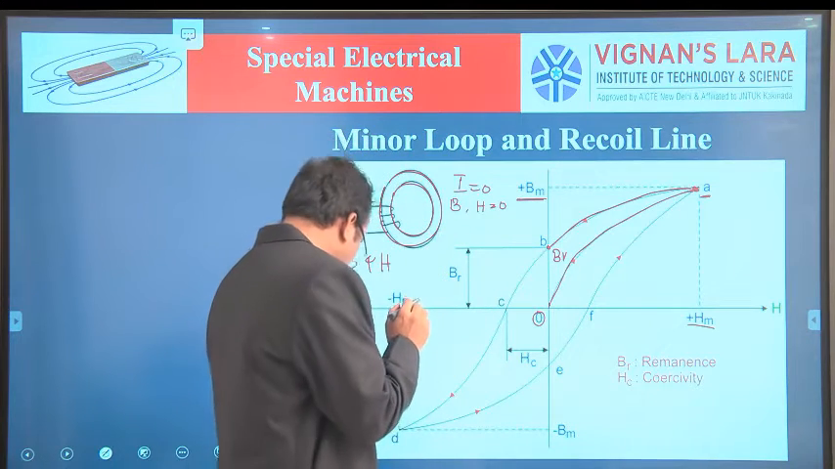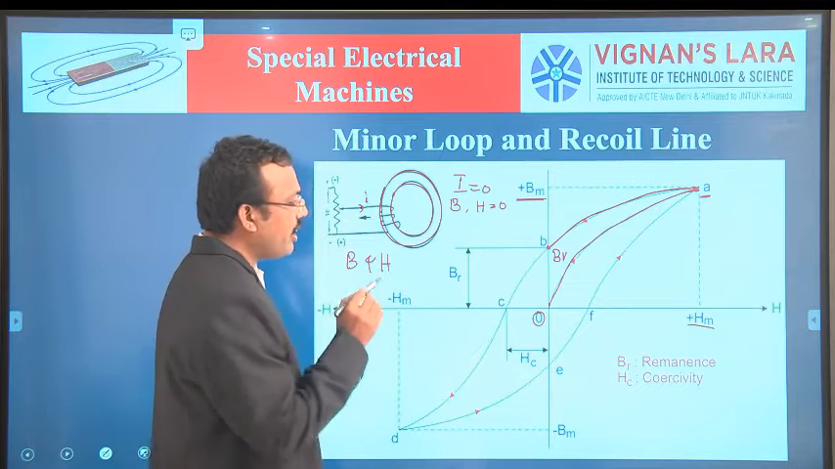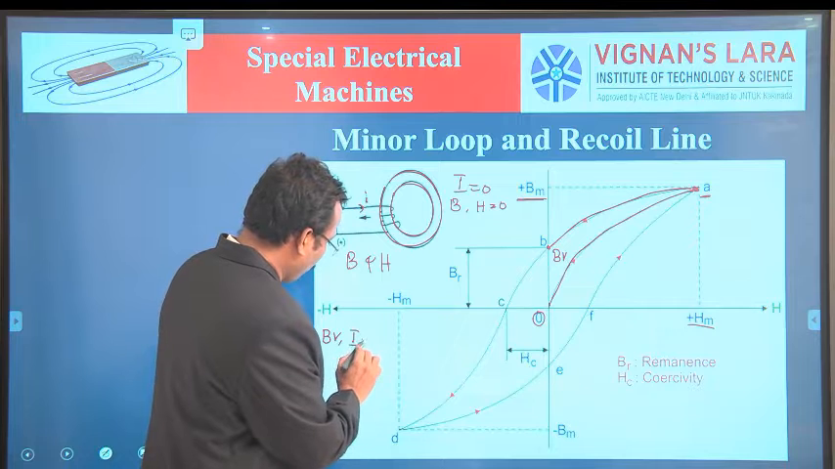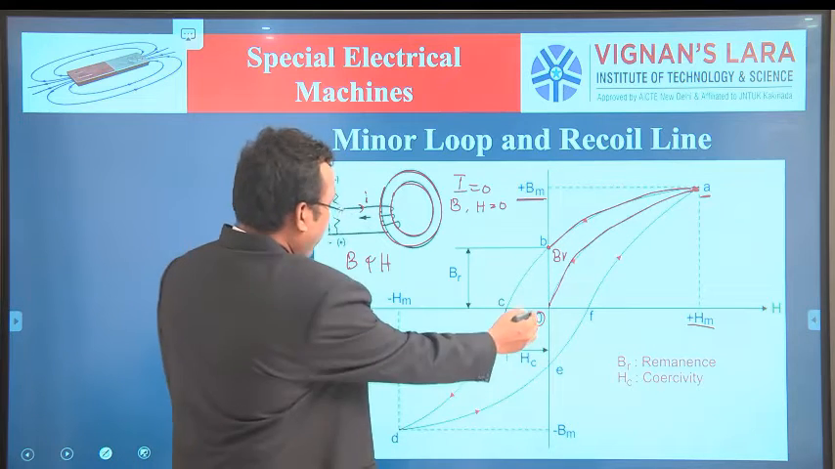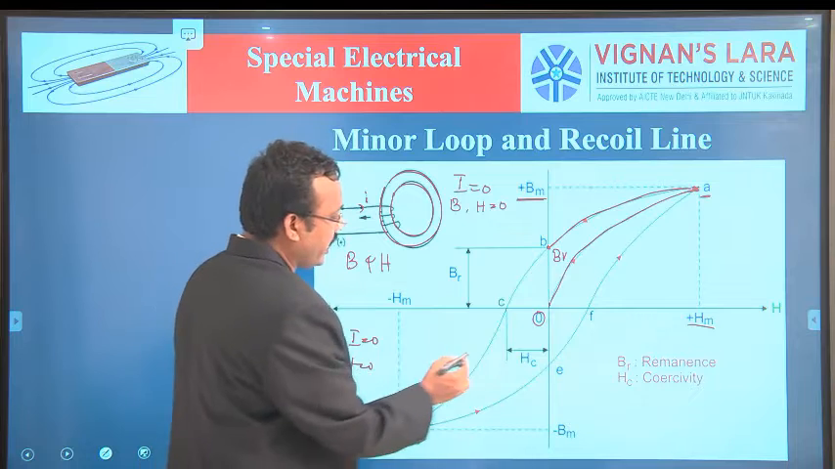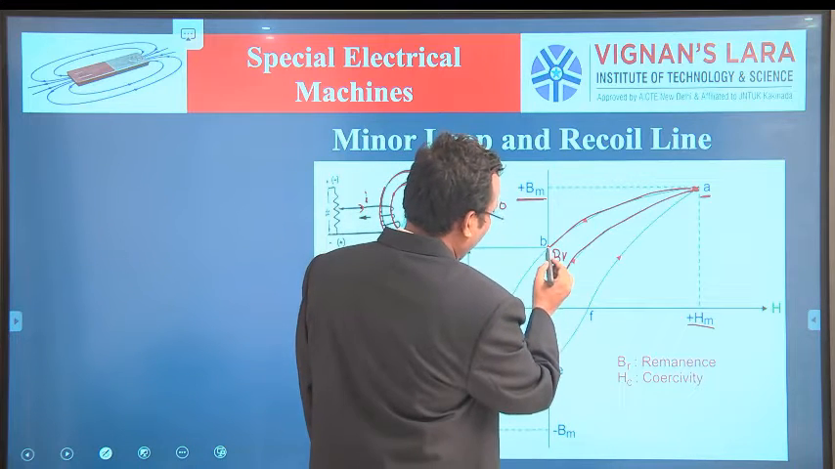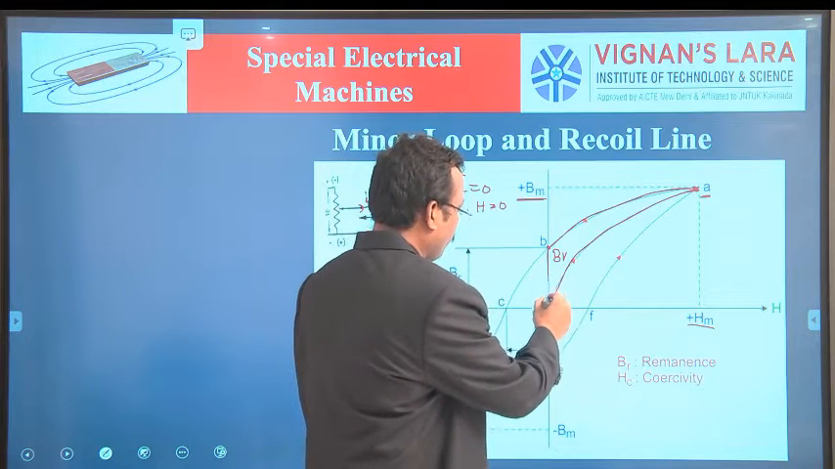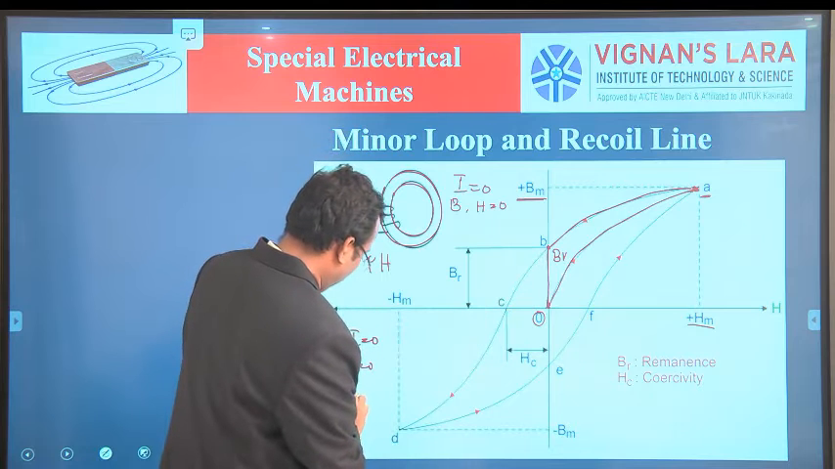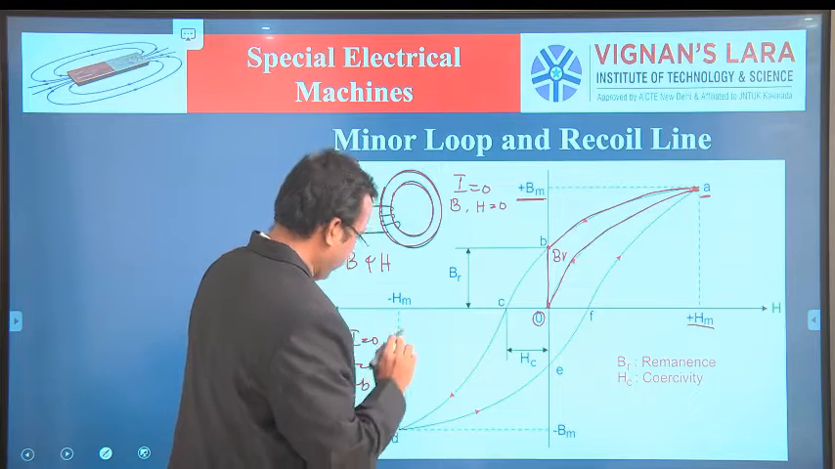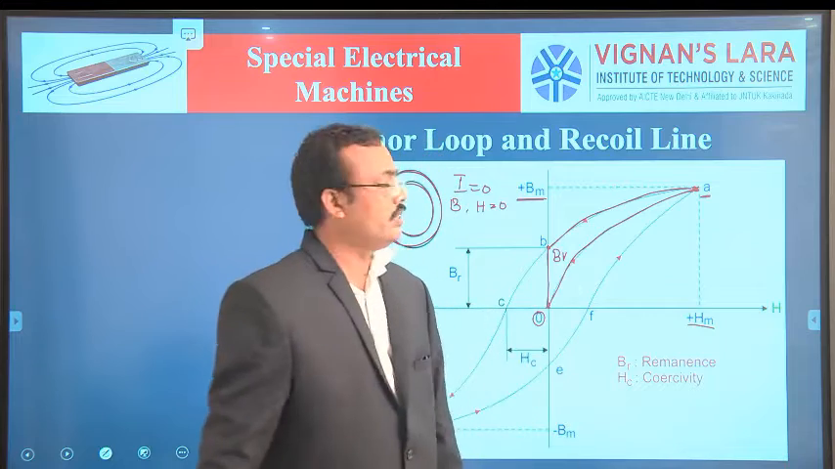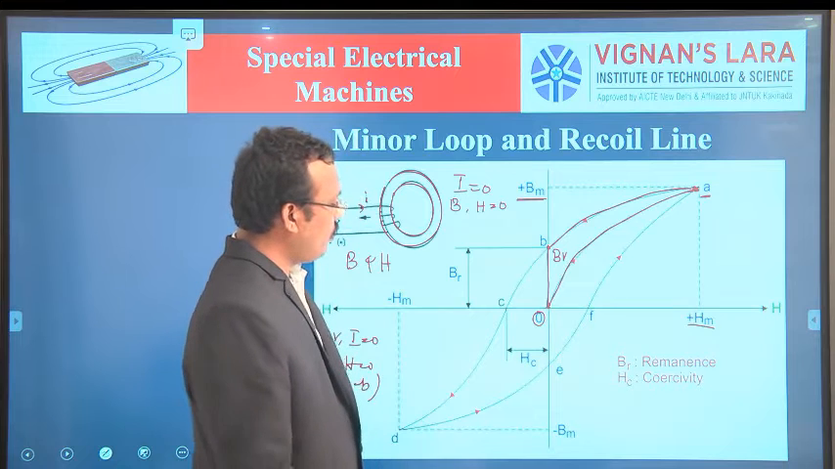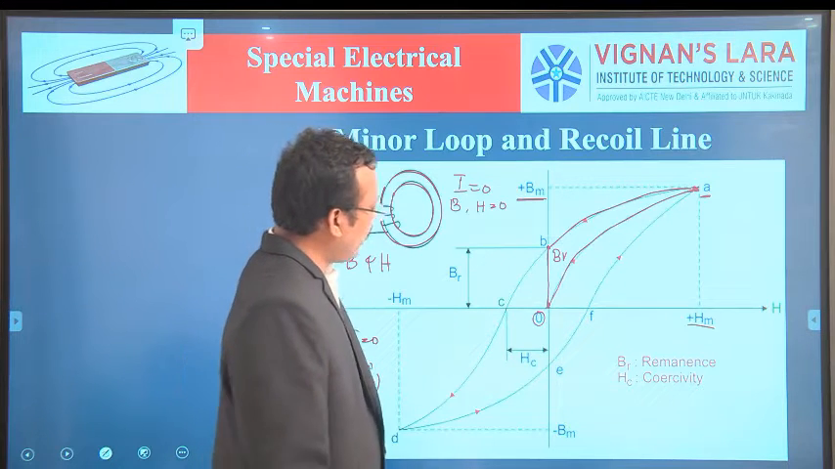At the point BR, what is the value of the current? The current I equals 0, and H is also 0. Because see here, H equals 0 at this point, and the current is also 0 at this point. So the path is O to B. This is called residual magnetism or retentive flux density of the magnetic materials.